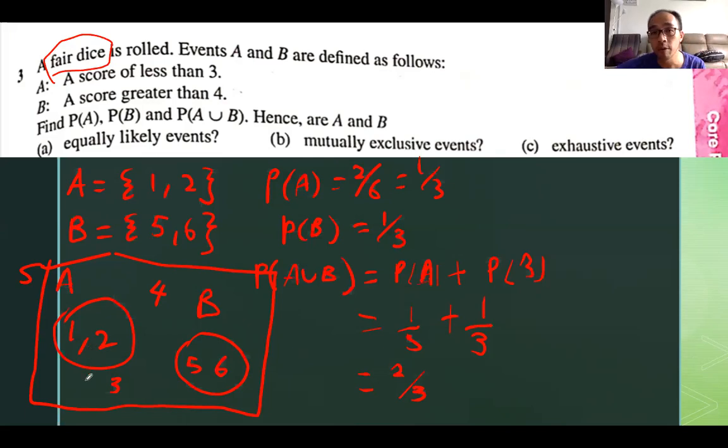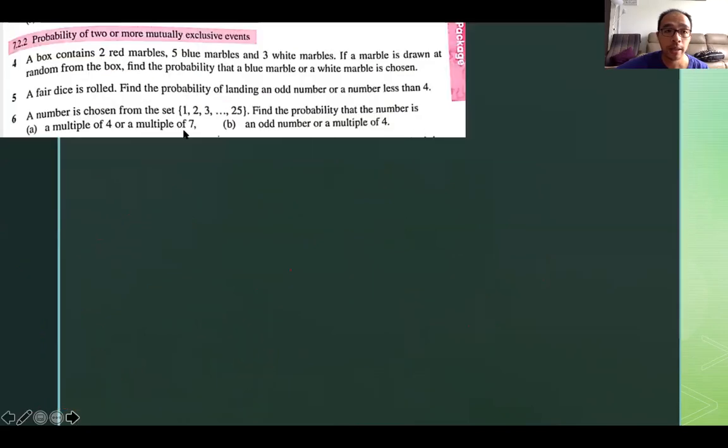Alright, now we go to the proper calculation questions. Let's do number 4 first. A box contains 2 red marbles, 5 blue marbles, and 3 white marbles. If a marble is drawn at random from the box, find the probability that a blue or a white marble is chosen. So let's call this B for blue, and W for white.